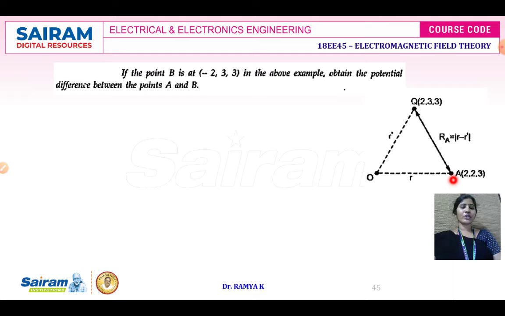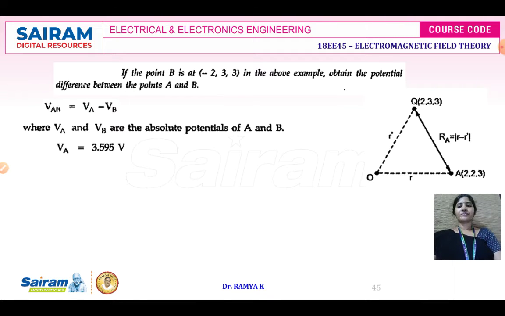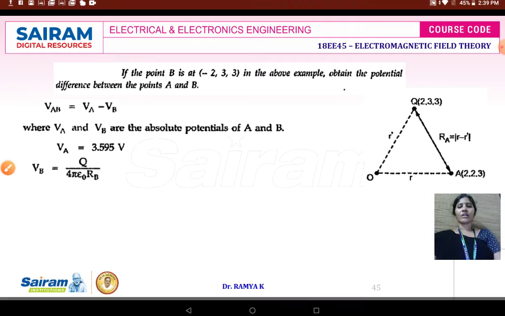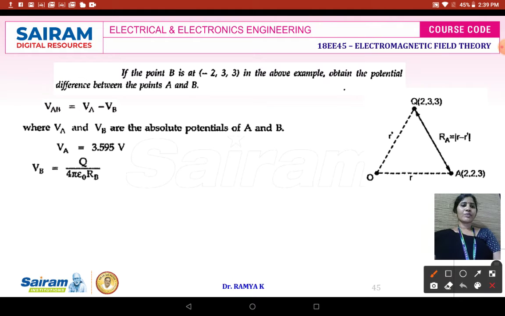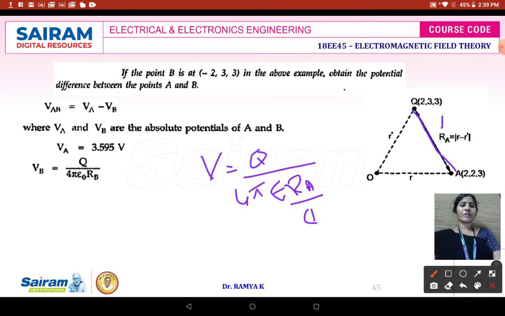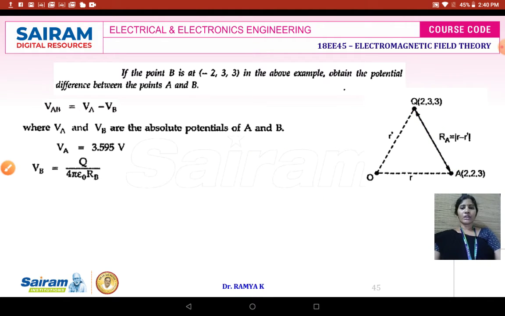This is the point where we need to identify the potential. When we identify V is equal to VA minus VB, it is because we need to identify the potential difference between the points A and B. VA is equal to 3.595. How did we obtain it? The distance between these two vectors is going to be 1. When you obtain the potential Q divided by 4 pi epsilon RA, in place of RA, 1 will be substituted, and in place of Q, 0.4 nanocoulomb. After substituting, we got the answer VA is equal to 3.595.